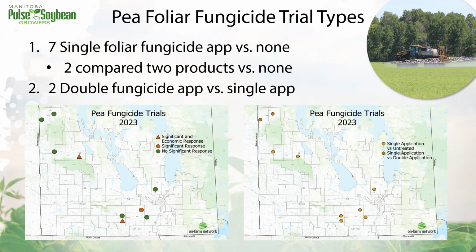It's been more common in drier years for farmers to compare single versus none, asking the question, do I need a fungicide application in a dry year? And then in wetter years, it's been more common to compare a single versus double application, asking the question, do I need that second application to protect and maintain pea yield? In 2023, we had 7 single fungicide applications and 2 double fungicide application trials.